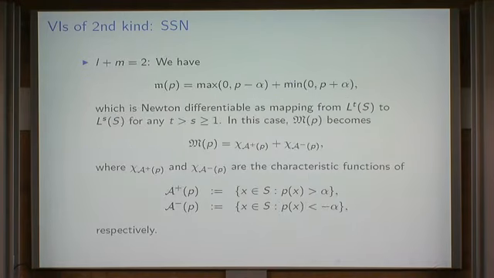If L plus M is 2, which means we have a scalar valued quantity, we have a lower and an upper bound, and one specific derivative is just the characteristic functions here of these sets where you violate the max. Well, the max is, the argument here is positive, and this one.